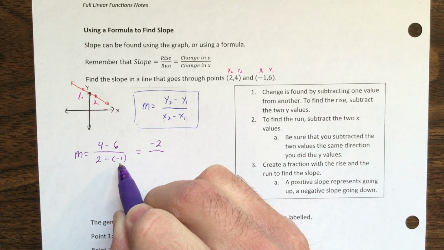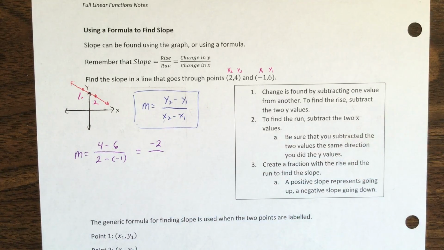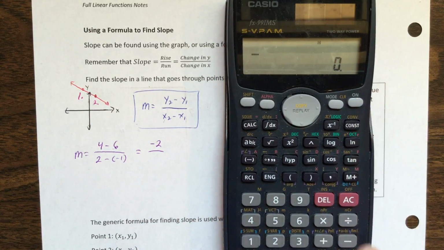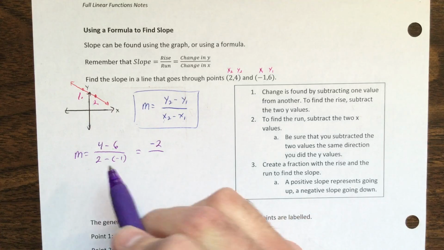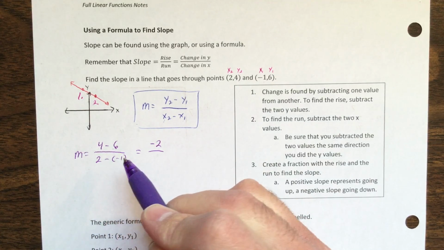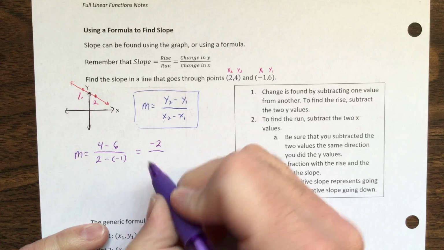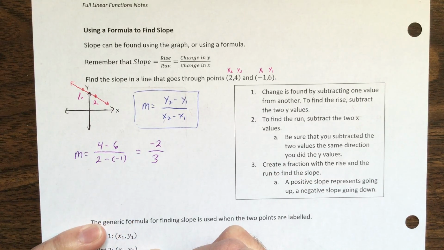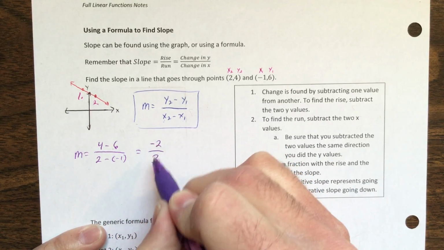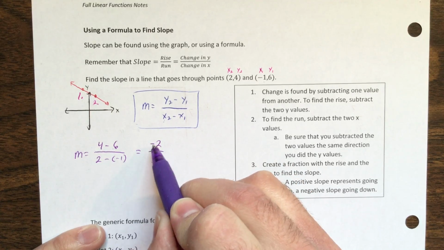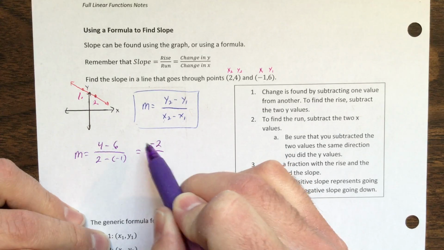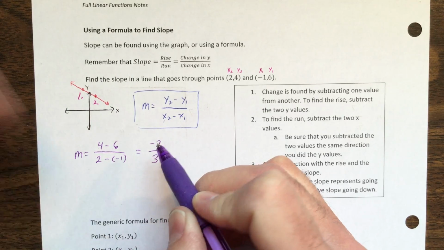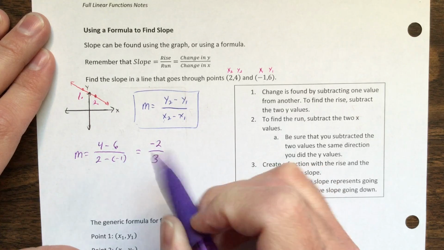2 minus -1 is actually +3. Now, if you don't trust me on that, remember, when we're subtracting a negative, we add, so we're actually going up. We're subtracting a negative, we're trying to get rid of negatives, so we're actually adding a positive. So this is +3. Now our slope is -2/3. The negative is really for the whole thing. If we divide a negative by a positive, the whole thing is negative. So if the top is negative, the whole thing is negative. That's how we can understand it.